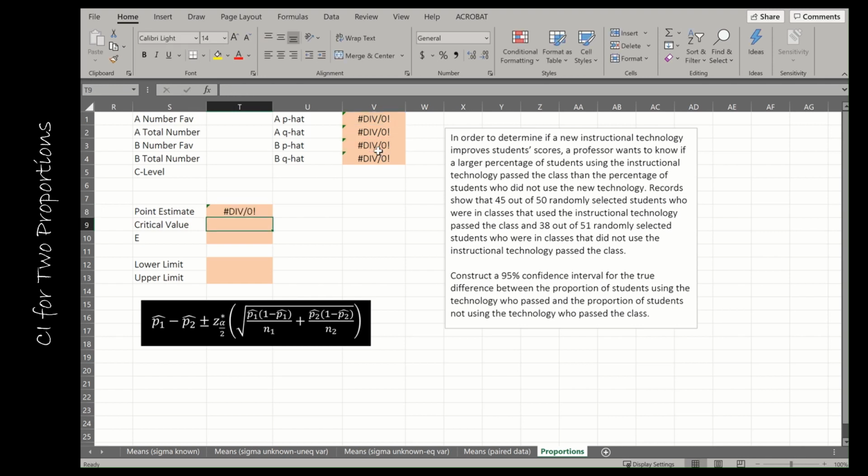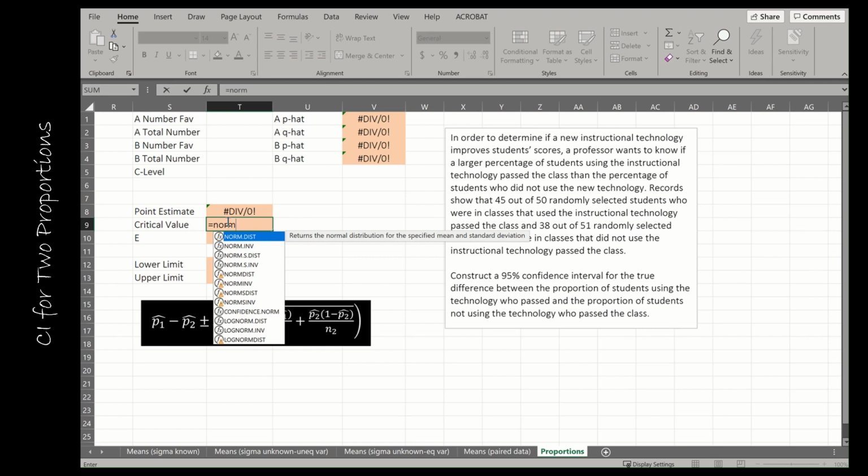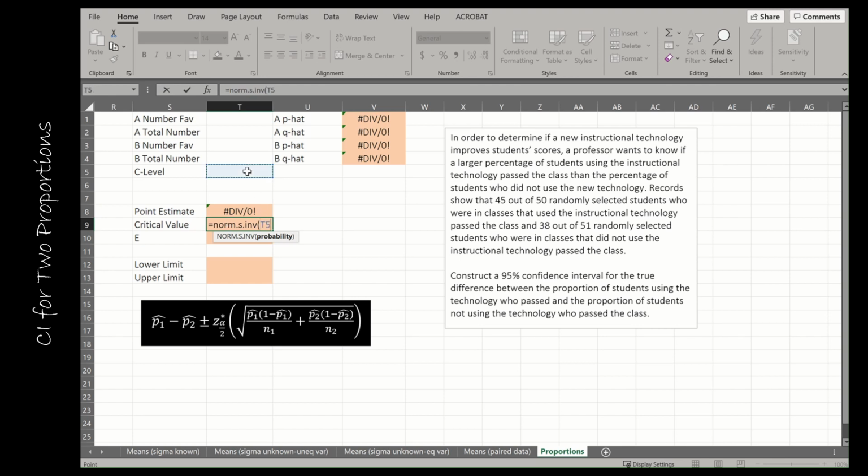The critical value, it's a Z, and that means we're using norm inverse. And in fact, I'm going to use norm S inverse, which just means I don't have to put comma 0, comma 1. And the probability, just like before, is going to be the confidence level, and then plus half of what's left over. So what's left over is 1 minus that same confidence level, and then I'm going to take half of it.